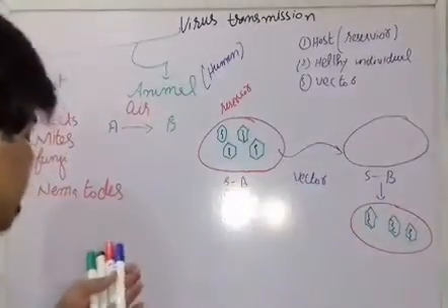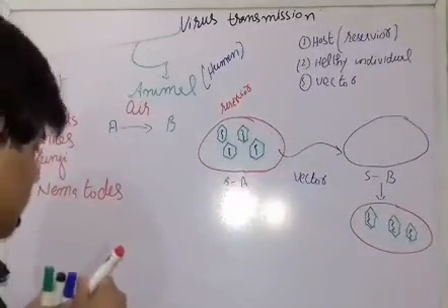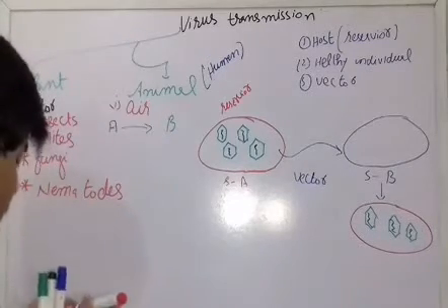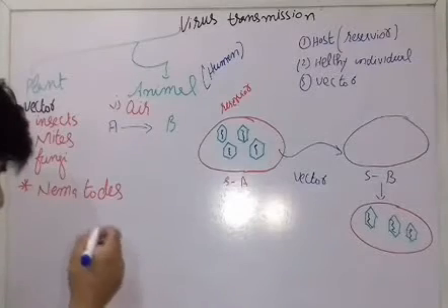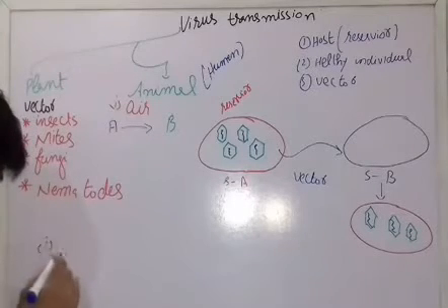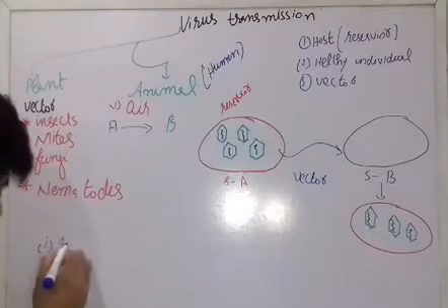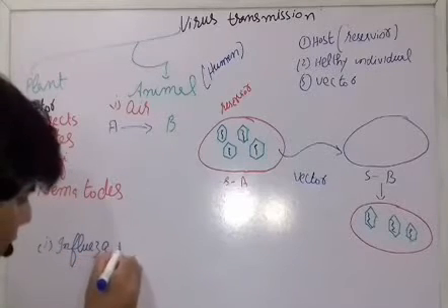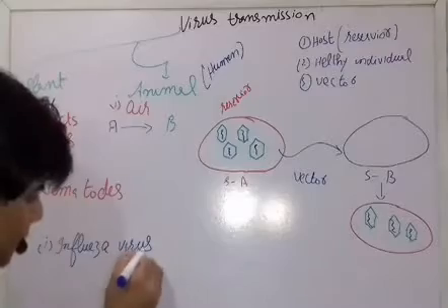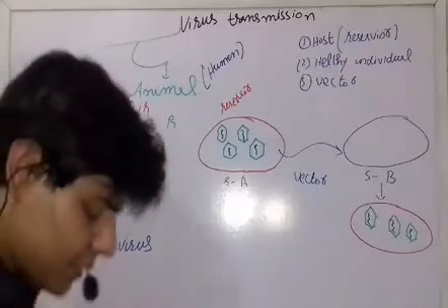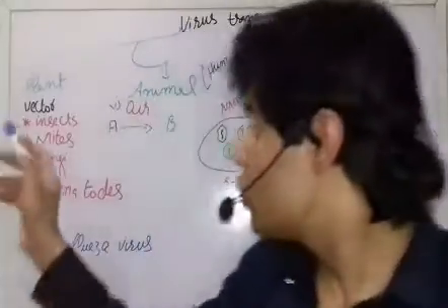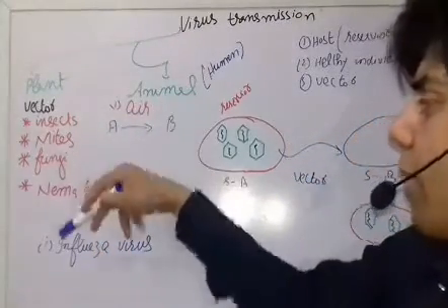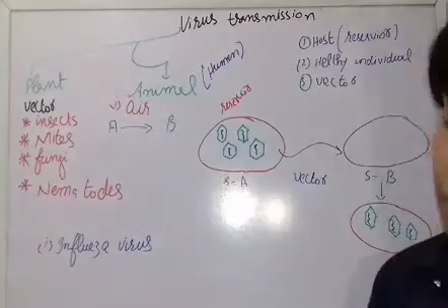Number one, the example is the influenza virus. So influenza viruses are the example. Influenza virus is transmitted through the air from the infected person to the healthy person.